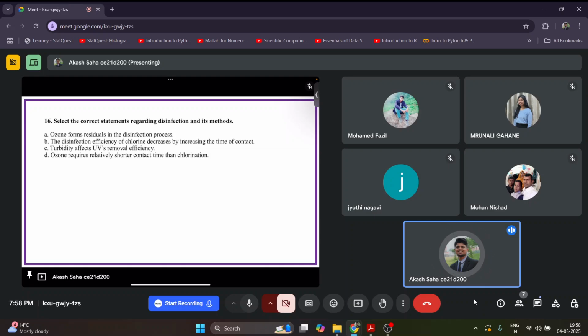Next question. Select the correct statements regarding disinfection and its methods. Ozone forms residuals in disinfection processes. The disinfection efficiency of chlorine decreases by increasing the time of contact. Turbidity affects UV removal efficiency. Ozone requires relatively shorter contact time than chlorination. Which of them is correct? D. B or D? D is Delhi, sir. Yes, definitely ozone will require shorter contact time because it is more efficient. Any other correct answer?